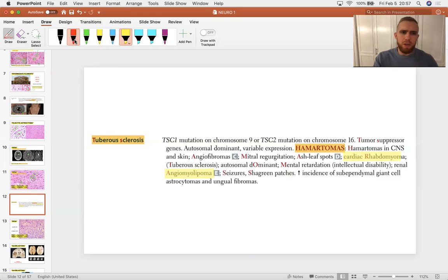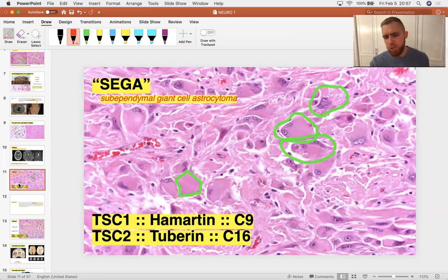And so, easy question there is going to be, what's the protein that comes from the gene that is mutated in this patient with this subependymal giant cell astrocytoma? And the answer to that question is either going to be hamartin or tuberin, okay? Because those are the two possible proteins involved with the two genes that you see in tuberous sclerosis.